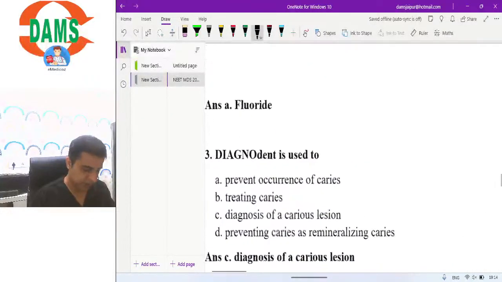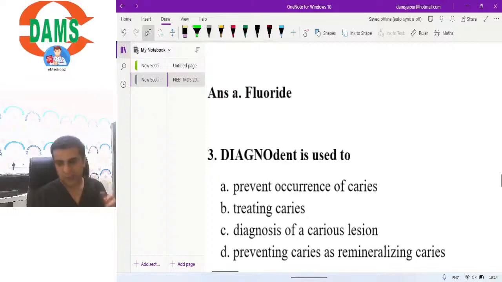Third question, Diagnodent is used for. Diagnodent is used to detect proximal caries or occlusal caries. It can be used to detect all types of caries, but it is mostly used to detect occlusal caries, right? It has a probing tip, right?